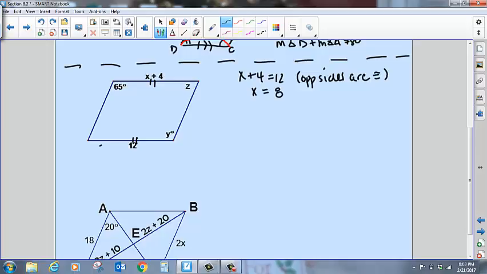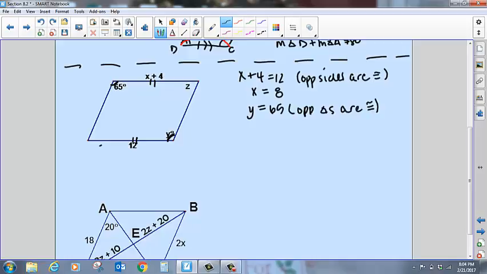Now to find y, if we look, y and the 65 are opposite angles. So looking at property number 3, both pairs of opposite angles are congruent, then that means that y must equal 65. Again, because opposite angles are congruent. And you may have to provide a little explanation, kind of like we're doing here when you're working through some problems. Now, what about to find z?